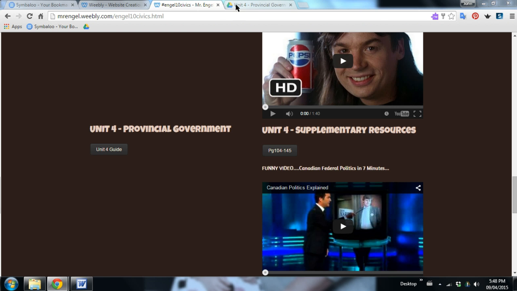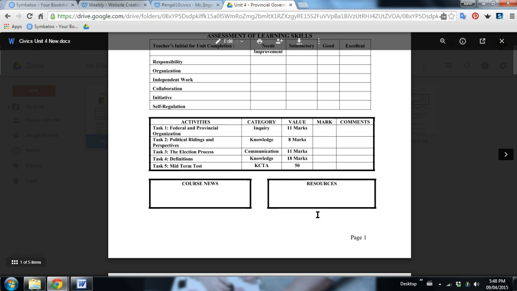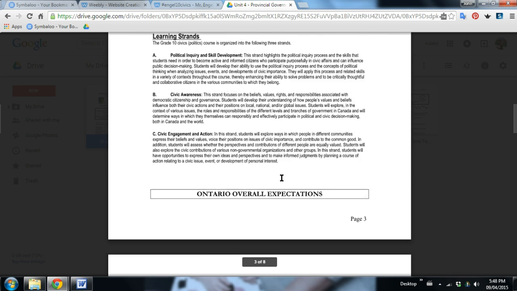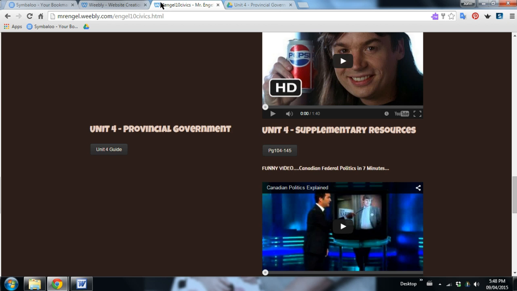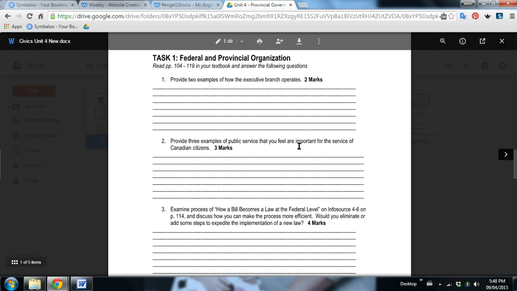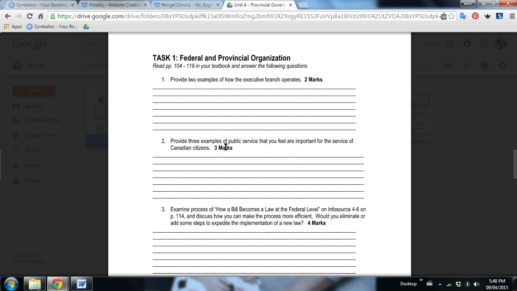So we get into the unit guide. It starts the way most of them do. We're going to go into some questions. The textbook pages that you'll need to answer these questions, as usual, are found on the website using this tab right here. Go into your textbook and answer them. The marks that they're worth are right here.